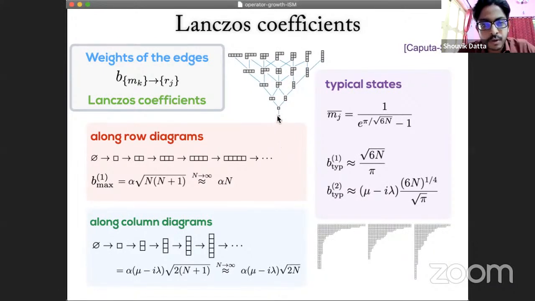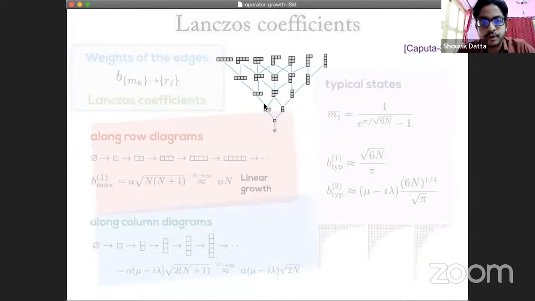So let's look at this. If we proceed along this path along the Young's lattice, the leftmost one, so this is just single row diagrams, we can evaluate this analytically. And if you take the large n limit of this, you find linear growth. Similarly, if you go along this rightmost edge, you find a square root n growth. And actually, you can evaluate the Lanczos coefficients between any two descendant states. For example, between two typical states as well, you can evaluate what it is. But the essential point over here is that you do get linear growth along the leftmost edge of this lattice.